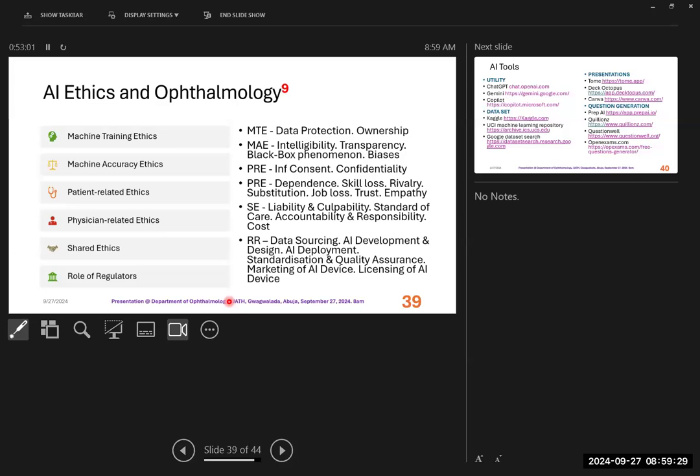So we have to pay attention. There is what we call shared ethics. Those things that border on everybody, whether it is machine, physician, nurses, pharmacists, or optometrists. Then the role of regulators. In Nigeria, we have regulators. You have the Medical and Dental Council. You have NAFDAC. You have what we call the National Research Ethics Committee. You have maybe the Nursing Council. You have the Optometrist Council. You are getting what I'm saying? Those are regulators.